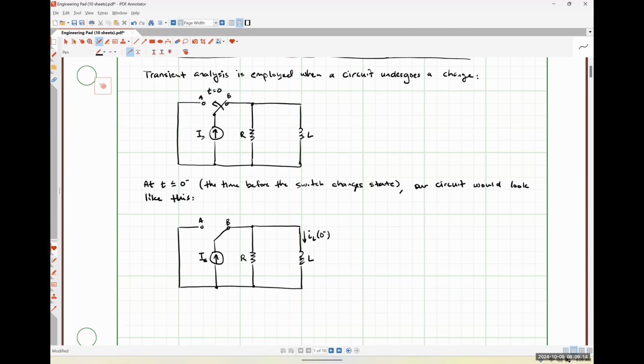So since we're dealing with a DC circuit, I could replace my inductor with what? A short circuit, because we know from our class meeting last Friday that inductors behave like short circuits in a DC circuit. So I'm simply going to replace that inductor L with a short. So with that piece of information, what will IL at 0 minus be equal to?